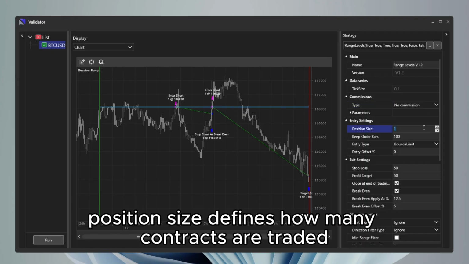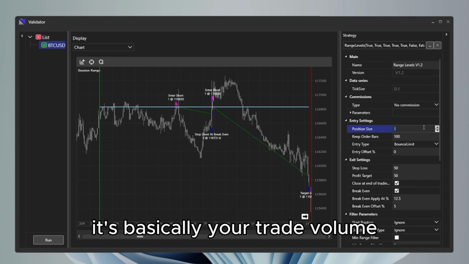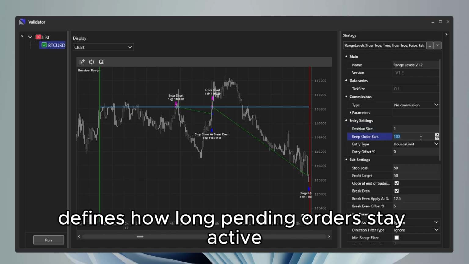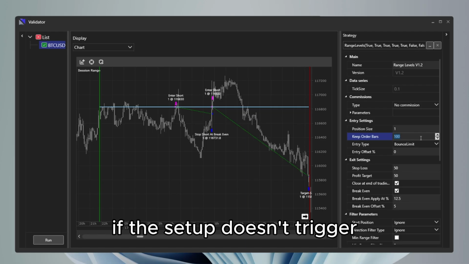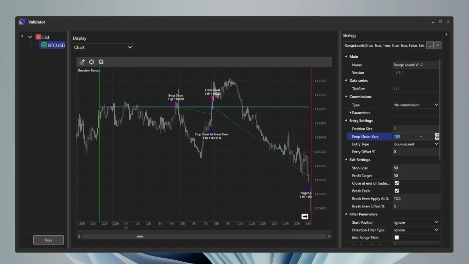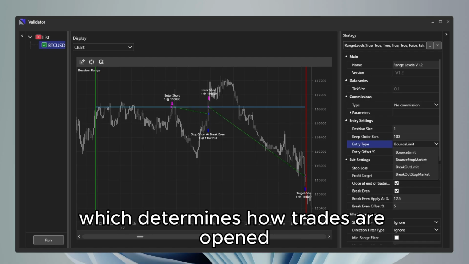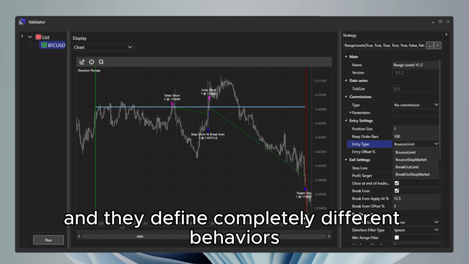Position size defines how many contracts are traded on each position. It's basically your trade volume. Keep order bars defines how long pending orders stay active before being canceled. If the setup doesn't trigger within that number of bars, the order disappears. Then we have entry type, which determines how trades are opened. There are 4 options here, and they define completely different behaviors.